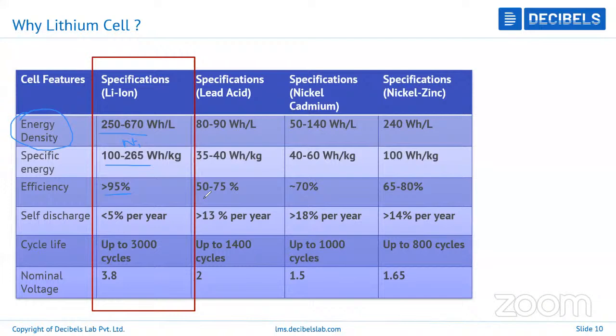So it undergoes extremely heavy losses during operation, especially at slightly higher current values. You'll notice that its efficiency drops. So coming to another parameter called self-discharge.